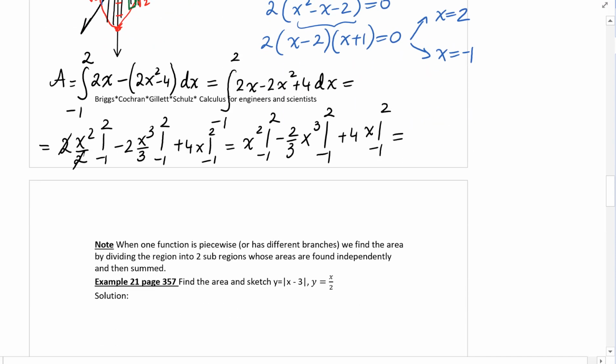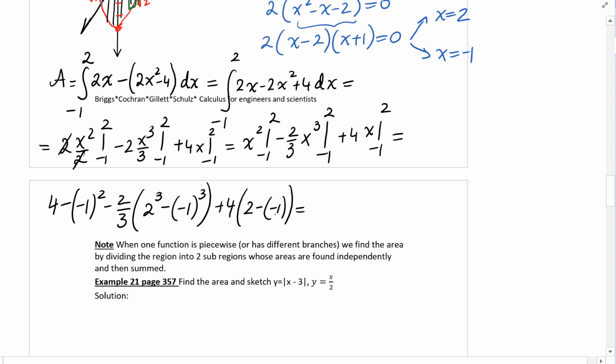So this is going to give us 2 to the second minus negative 1 to the second, minus 2 over 3 parentheses 2 to the third minus negative 1 to the third, plus 4 parentheses 2 minus negative 1. So we get 4 minus 1 minus 2 over 3, negative 1 to the third, it's negative 1, minus 1, it's plus 1, so 8 plus 1 is 9, plus 4 times 2 plus 1 is 3, so we get 3 minus 6 plus 12, so we get 9.